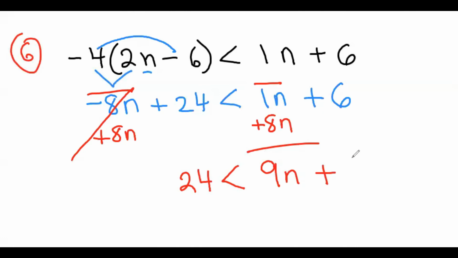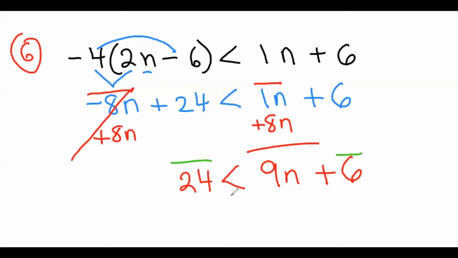Now we have +6. Now we have a variable on one side. You must move the one that's attached to the like terms. We have two like terms here. We have 6 and then we have 24.